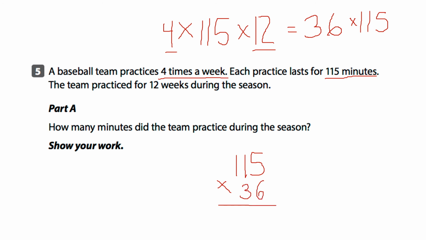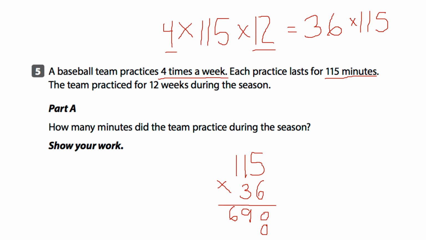I get 6 times 5 is 30. Carry the 3. 6 times 1 is 6, plus 3 is 9. 6 times 1 is 6. I'm shifting over to my 10s, so I need to put a 0 in my 1s as a placeholder. I'm also going to erase the 3 so I don't get confused.